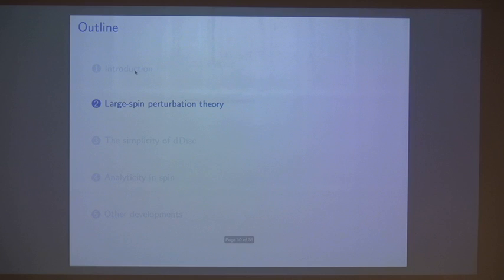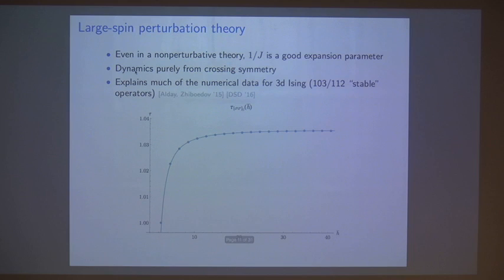OK, so let me start by talking about large spin perturbation theory. The idea behind large spin perturbation theory is that even in a non-perturbative CFT, 1 over J can be a good expansion parameter. This is a theme that has shown up in a few different situations where J has different meanings. But here, J will be spin. So you can make progress on describing some CFT data even in a non-perturbative CFT.